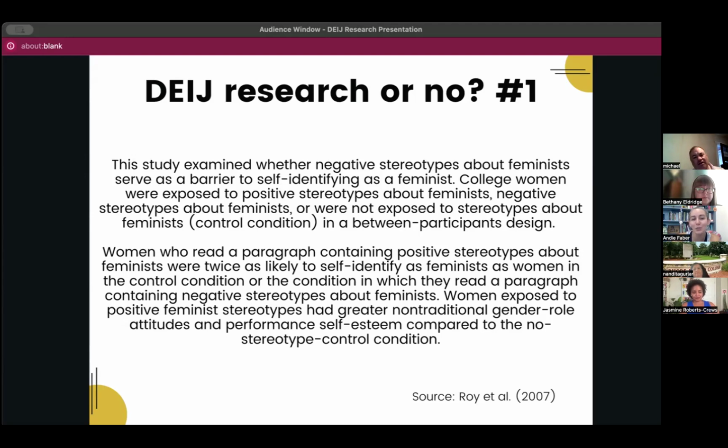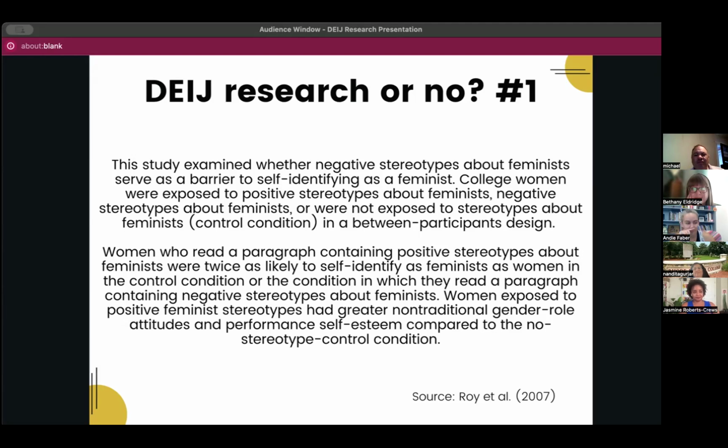So it feels like it's trying to be DEIJ, and yes, it is trying, for sure. In 2007, it was probably pretty good. But you've got to realize if it was published in 2007, they did this study 20 years ago. But it is an important question, isn't it? I want to hear more from you, Michael.